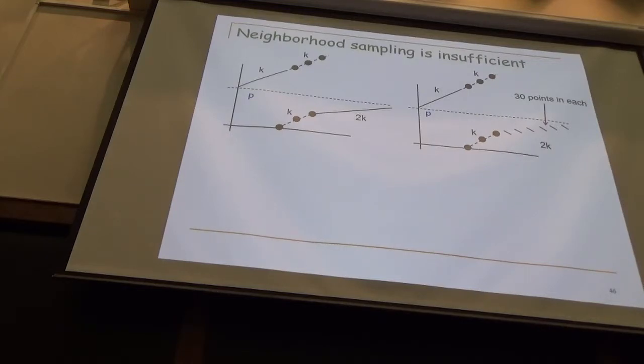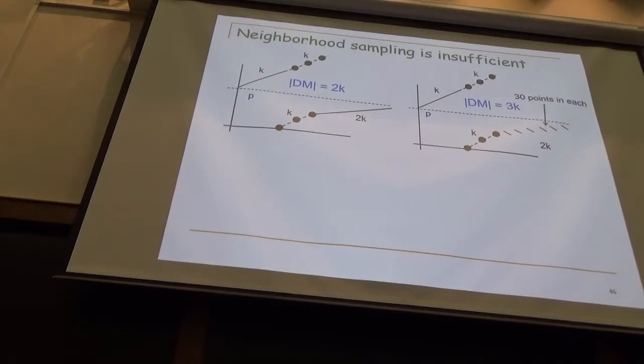If you look at these two sequences, you compute the distance to monotonicity. In one case, it's 2k, because the ones you will delete are just the ones above the dotted line. That will give you the best. And in the other case, the distance to monotonicity is 3k, and the ones you delete should be the ones below the dotted line.